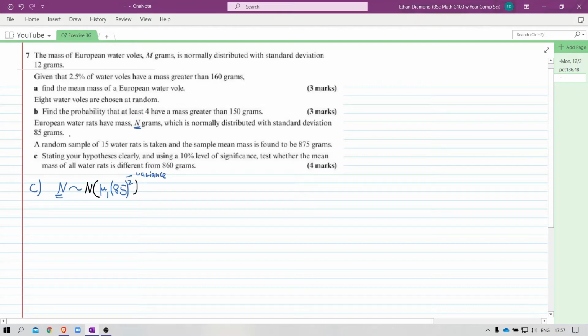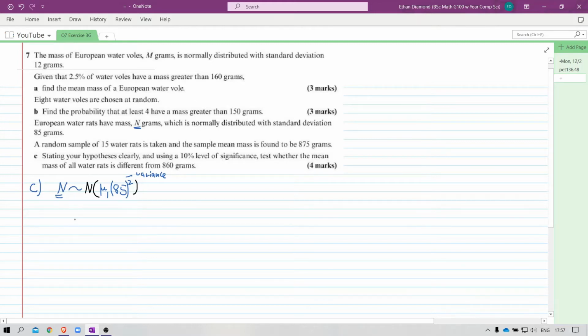So we're told that a random sample of 15 water rats is taken, and the sample mean mass is found to be 875 grams. Cool. Alright, so we need a 10% level of significance, and we're testing whether the mean mass of all water rats is different from 860 grams. Now, I haven't worked this question out before. You're going to see my own thought process, and exactly how I would approach this in an exam. So without further ado, let's get started.